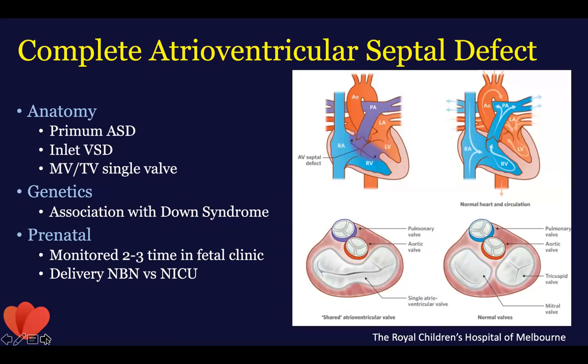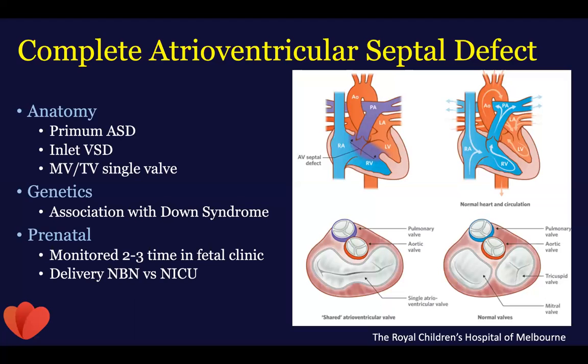So a complete atrioventricular septal defect, the anatomy is as follows. There's usually a hole, or a primum atrial septal defect, and an inlet ventricular septal defect that you can nicely see here in this diagram. And here the atrioventricular valves are one big valve, and they're not separated into a tricuspid and a mitral valve. So those are sort of the caveats of this lesion.